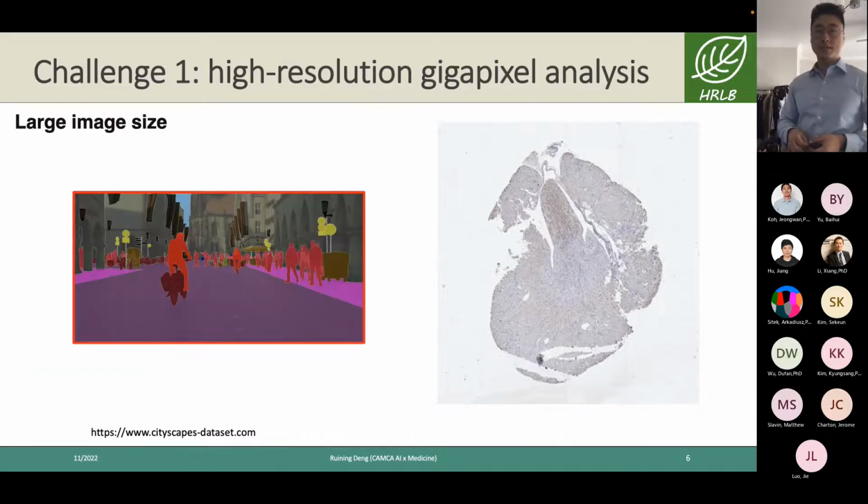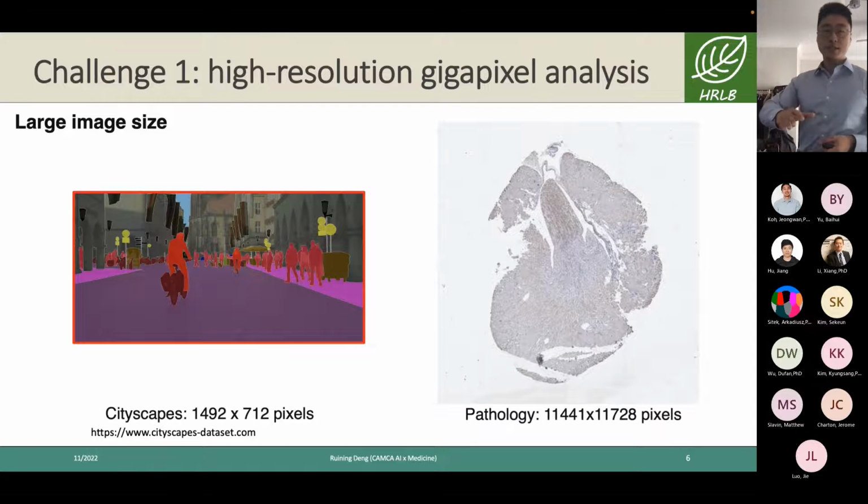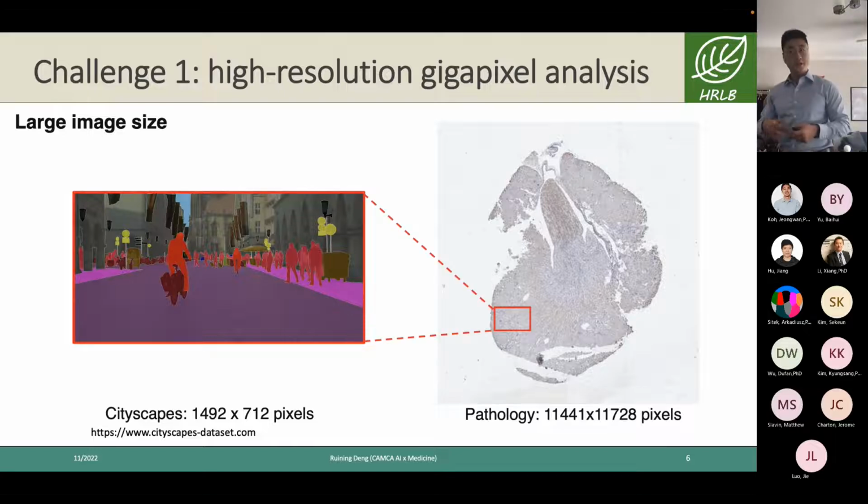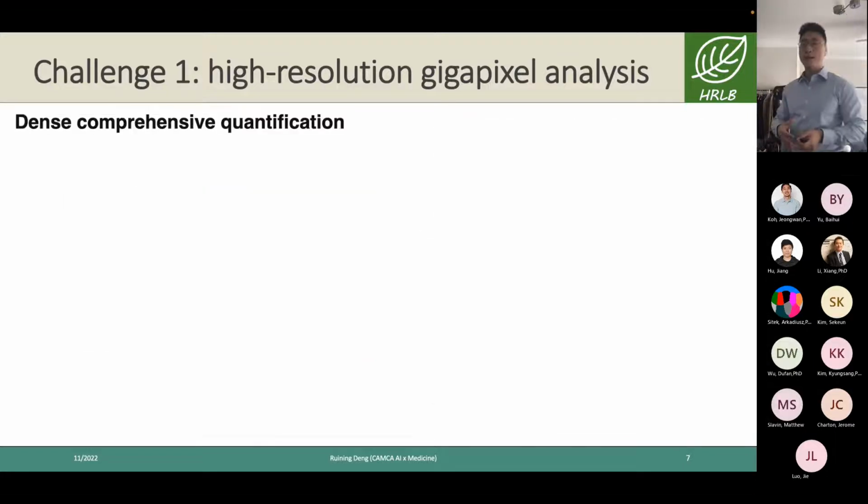Let's look at the first challenge, high resolution gigapixel analysis. On the left side is a natural large scale image called a cityscape. However, compared with pathological images, it's still very small. So how can we deal with large scale data for pathological images? That is the first issue we need to solve.